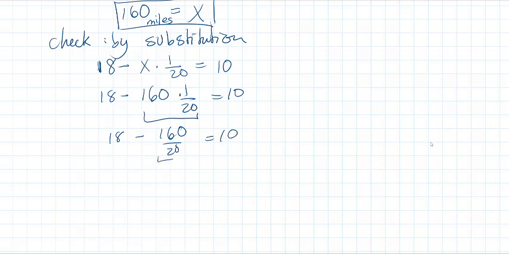What is 160 divided by 20? It's exactly 8, because 8 times 20 is 160. So we have 18 minus 8 equals 10, or 10 equals 10. So that is correct. So we did get the right answer, or the right result for the equation.